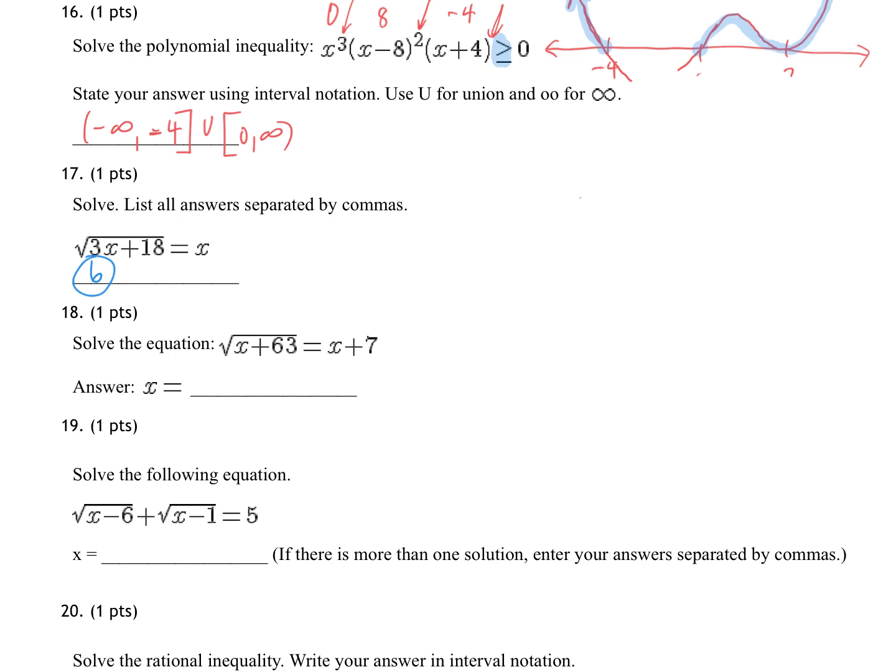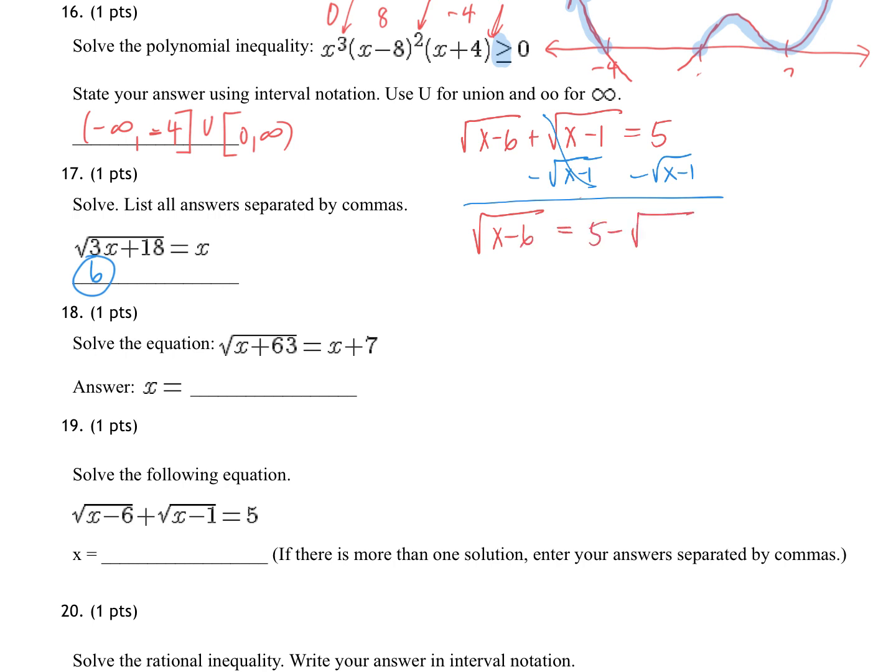Okay. So for number 19, we have the square root of x minus 6 plus the square root of x minus 1 equals 5. To solve this, before we can square to get rid of the square root, we have to get one of the square roots by itself. So I'm going to subtract the square root of x minus 1. You could subtract either one, it doesn't matter. So the square root of x minus 6 is equal to 5 minus the square root of x minus 1.